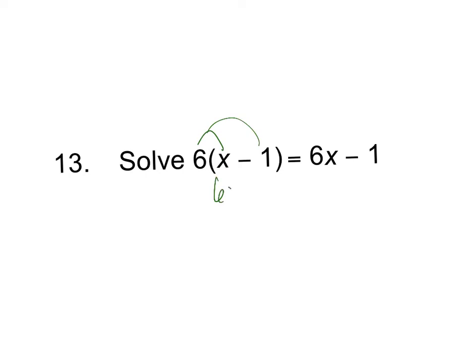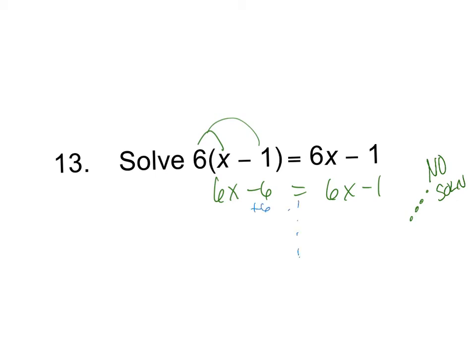Distribute first, and you get 6x minus 6 is equal to 6x minus 1. At this point, you might say to yourself, how can you take 6 away from 6x and take 1 away from 6x and it be the same thing? This is no solution.